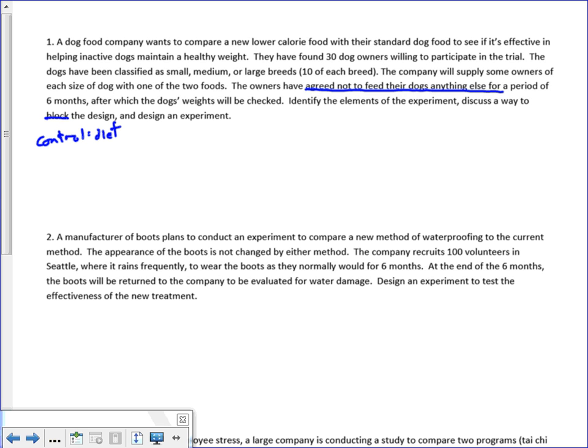Another form of control is this idea of blocking. Obviously, different sized dogs will have different responses. So what we're going to do, there's the 30 dogs. We're going to block by size. So we'll set up these blocks. We'll take 10 small, 10 medium, 10 large. Now we need to account for randomness, right?